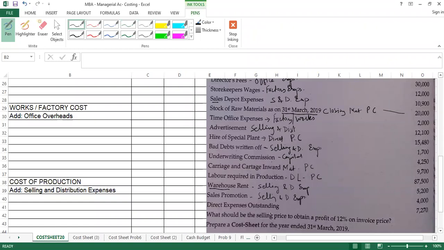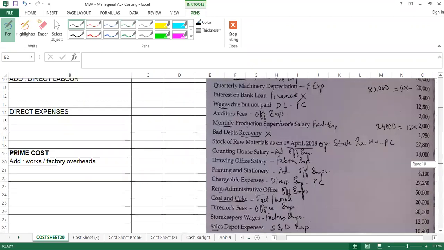Direct expenses outstanding. Direct expenses means prime cost. Direct expenses is a component of prime cost. So we have just discussed all the expenses and we have estimated and calculated where each will go. So let's start solving this problem.